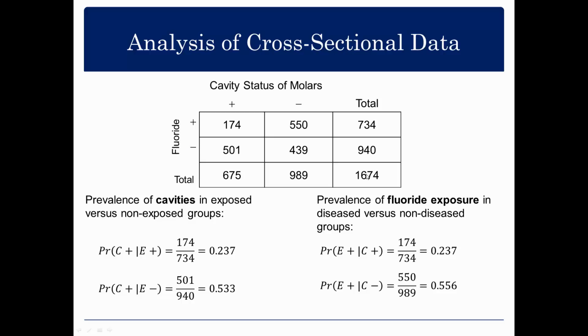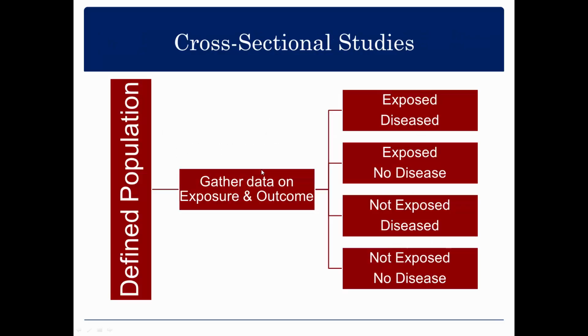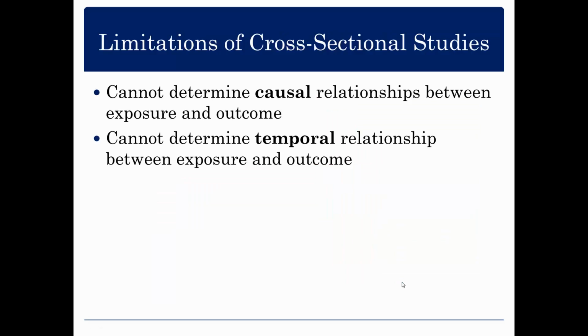So they've classified about 1,700 children into one of four groups. Notice how these four groups correspond to this graphic. We're just gathering data on their exposure, which city they grew up in, and the clinical exam of whether or not they have a cavity or more cavities on their molars. And then they classify them into one of four groups: exposed to fluoride with cavities, exposed with no cavities, not exposed with cavities, not exposed with no cavities.